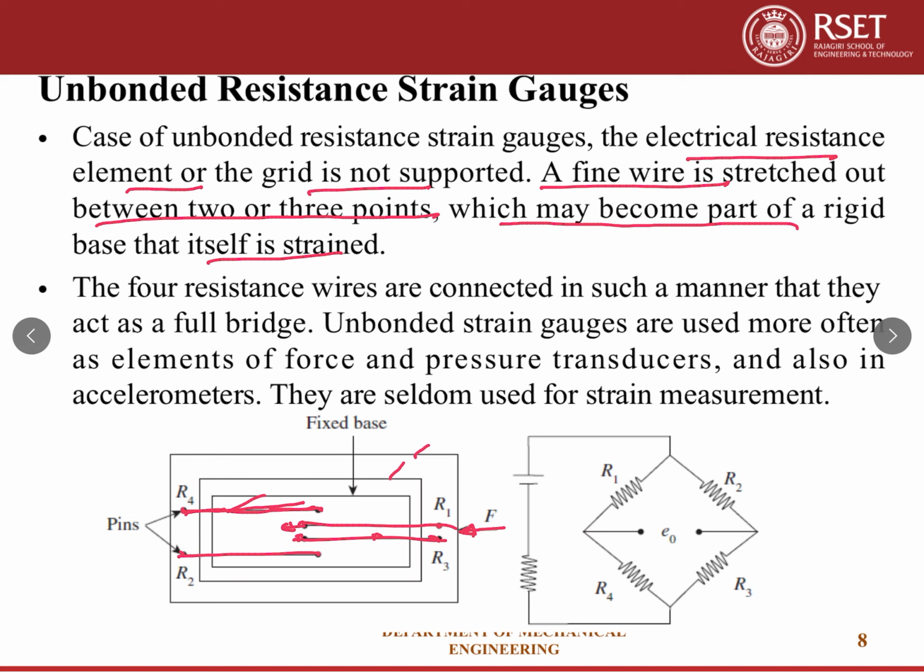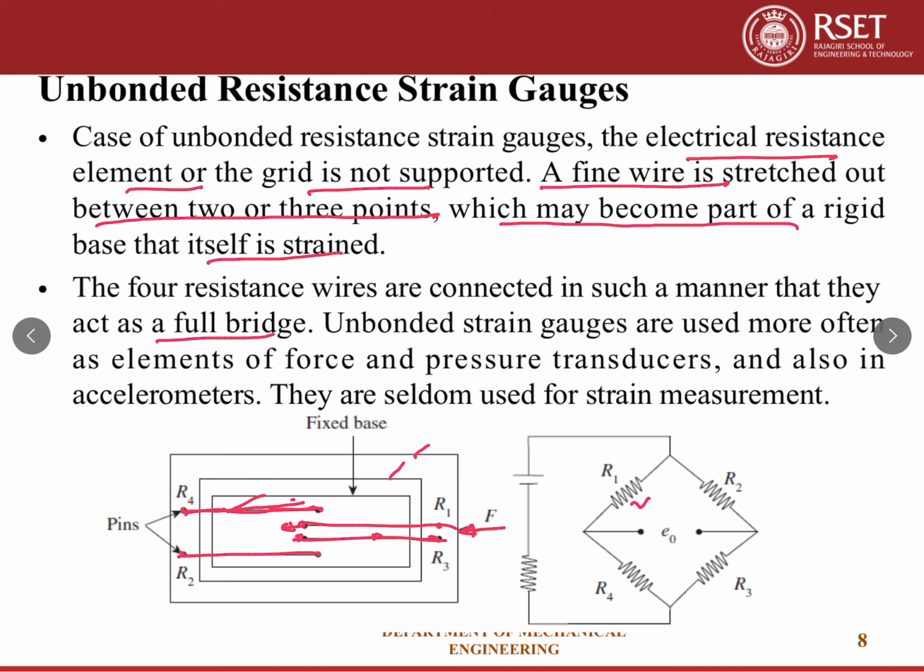So unbonded resistance wires are connected. 4 resistance wires are connected in such a manner that they act as a full bridge. So these 1, 2, 3, 4 resistances are connected to a Wheatstone bridge. They form a full bridge. Full bridge means these resistances act as the 4 arms of the Wheatstone bridge. So that's called a full bridge.